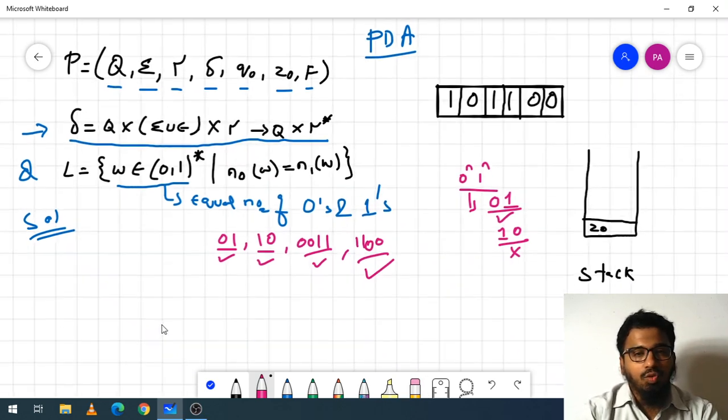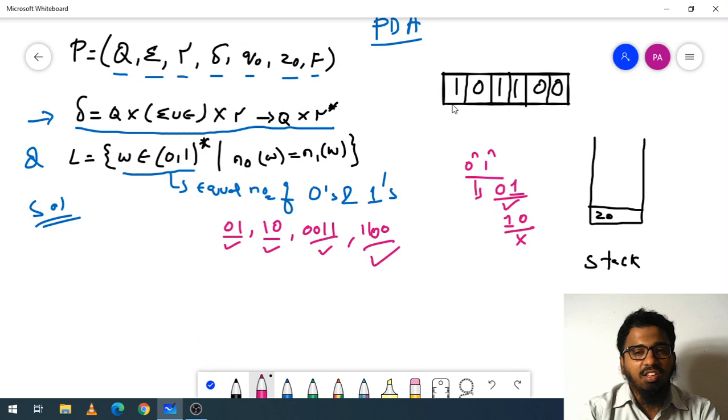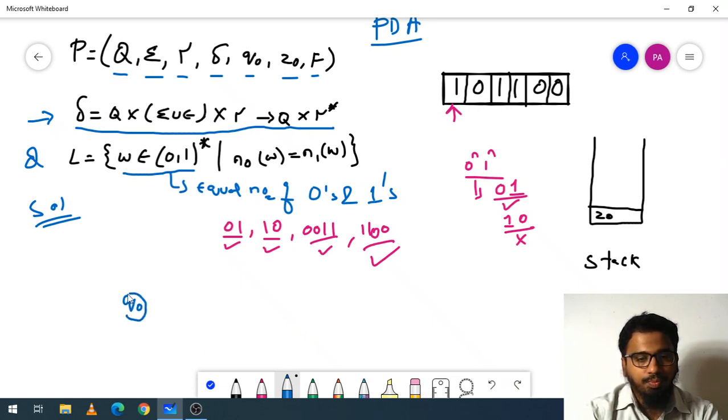Fine. Now we will take this example and solve how we will design the NFA, the finite automata. The first thing is Q0, the initial state. So just take Q0 as the initial state.